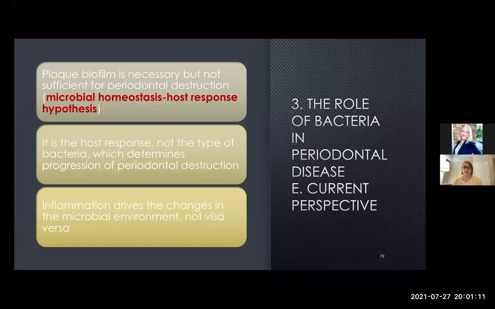Now, current perspectives, host response. The host response is the primary predictor of prognosis of periodontitis. So the host response, not the bacteria, determines periodontal disease and destruction. And inflammation is what's driving those changes. And, not that the bacteria are causing more inflammation, but the inflammation is causing more problems than it is solutions.